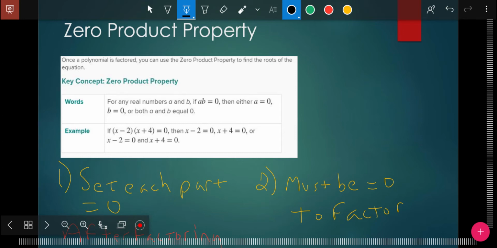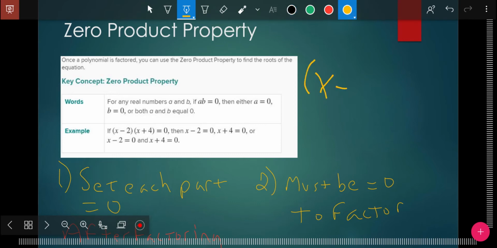To factor it, to start this problem, remember that we're finding the roots, the solutions, or the zeros. Roots, solutions, and zeros are three things that mean the same thing for us here in this unit. So it must be equal to 0 in order to factor it. And then once you do have it factored, you're going to set each part equal to 0.